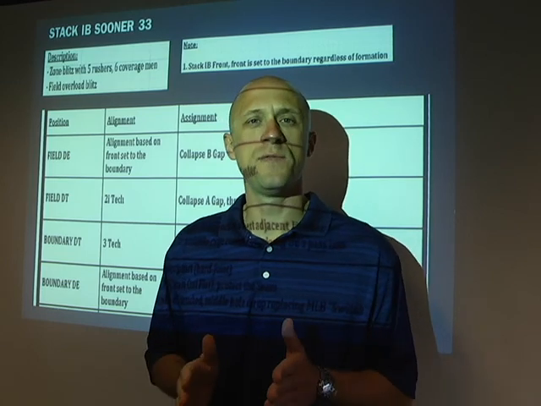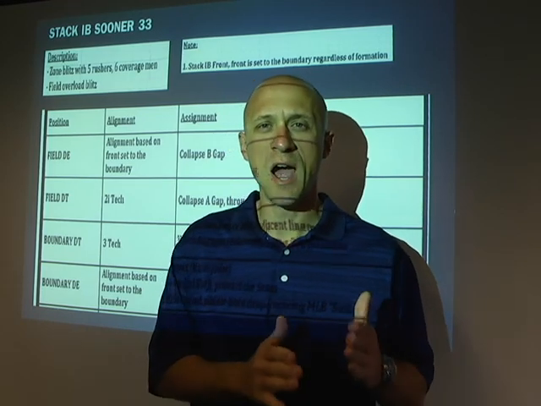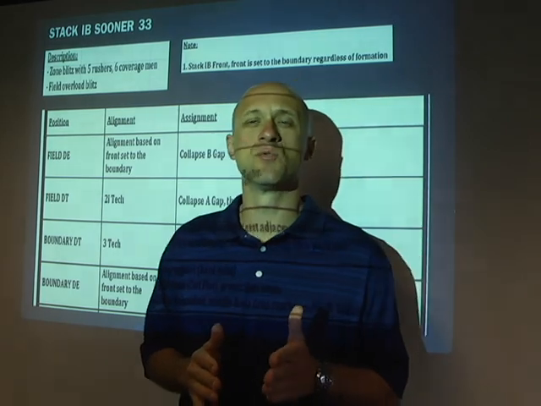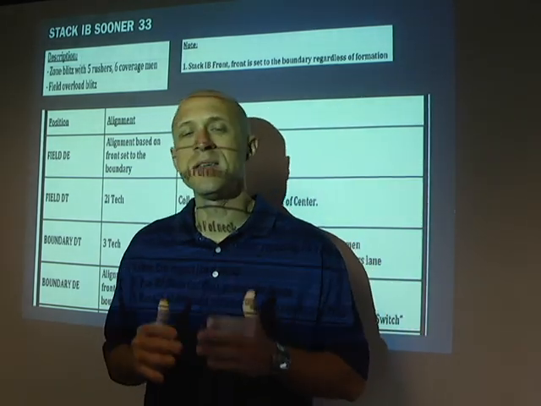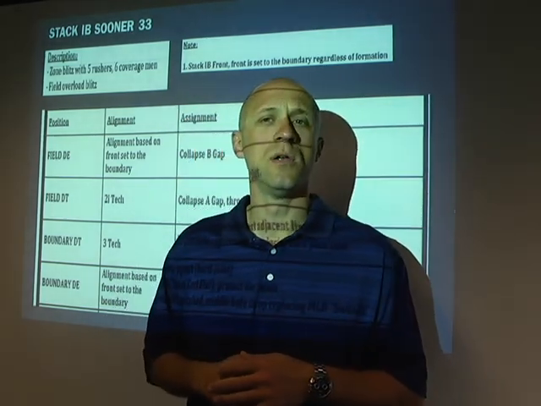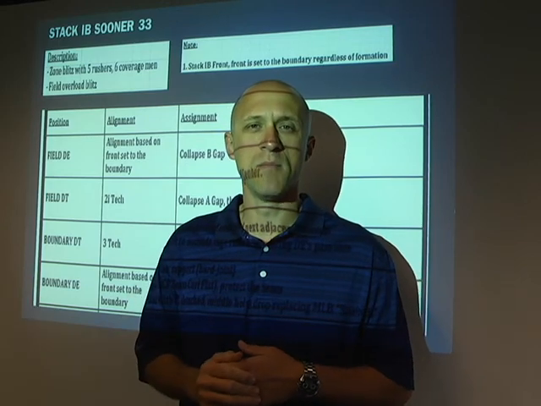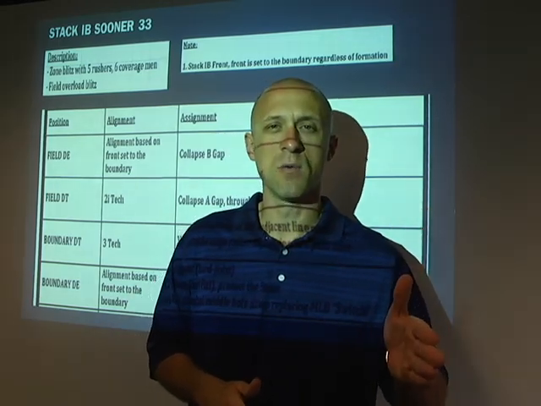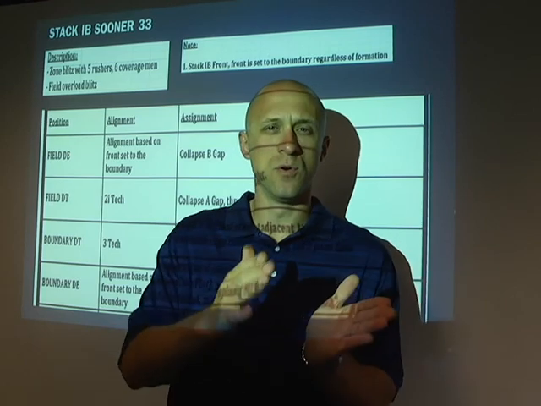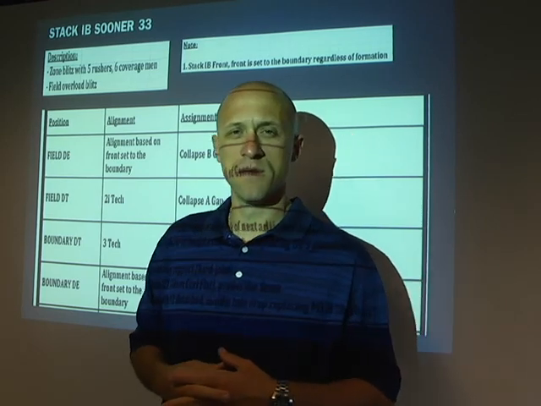So we'd like to call the field overload pressure from the hash. And there are some situations where we might be slightly in the middle of the field and this blitz is called. Now it's up to our Mike linebacker, who sets the front, to set the front the right way so that we know the field overload is coming opposite of the 3 technique.